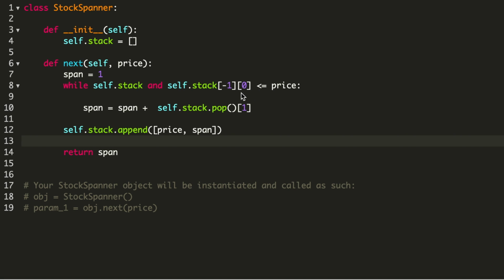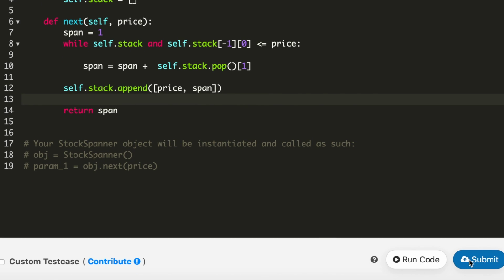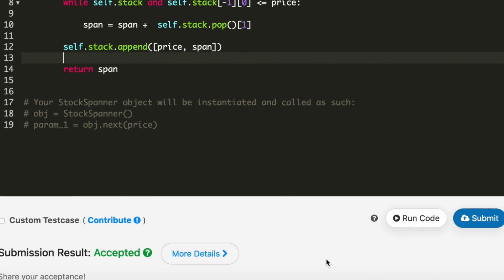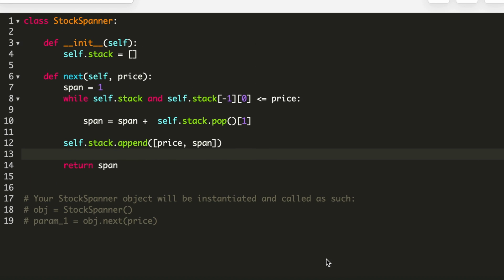And to check the price, we are using 0 here, and to spend, we are using 1. Why so? Because when we are appending in the stack, we are appending in a pair with price and spend. Price is at index 0 and spend is at index 1. So for price, we are using 0. At the end, I can simply return my spend. Whenever it asks for the next, we need to return the spend value of that very particular day. So let's see whether it works or not. So here I submitted my code and it got accepted. So this was the code for this problem.